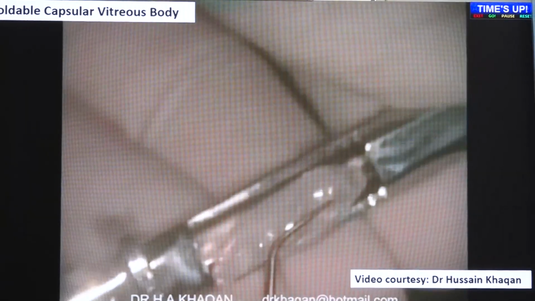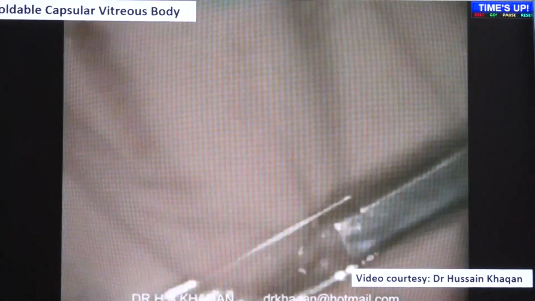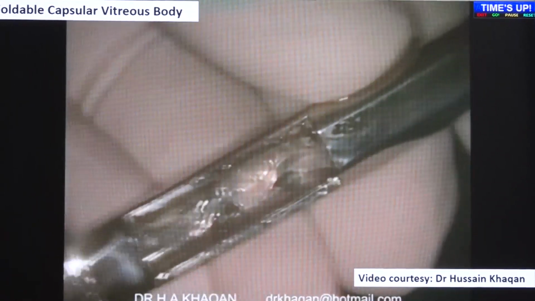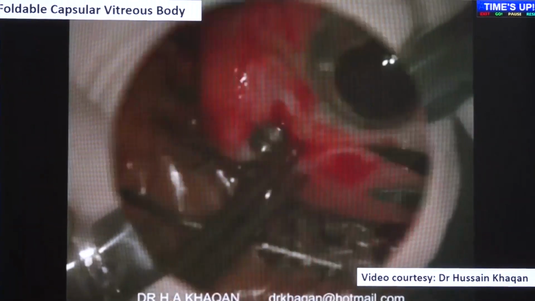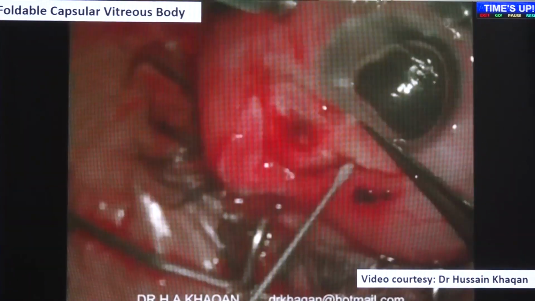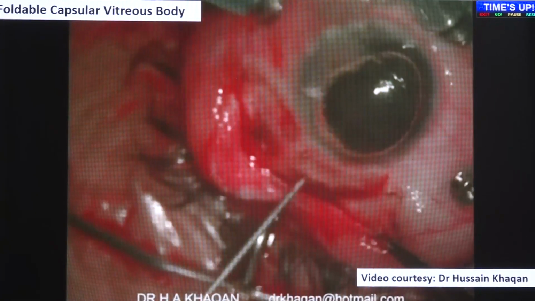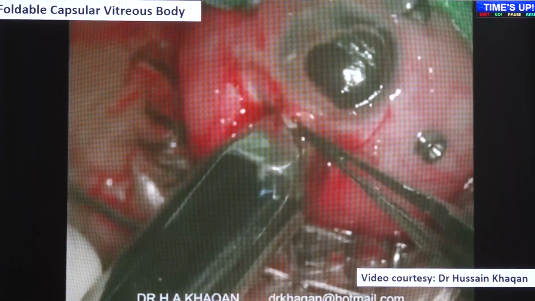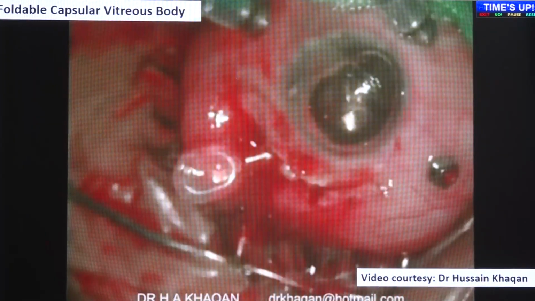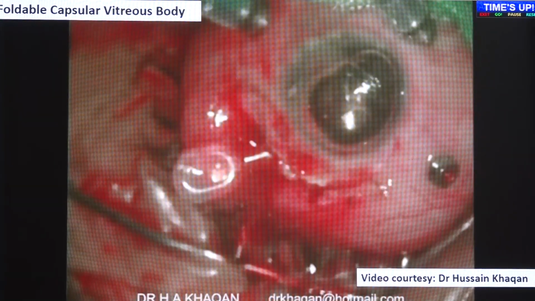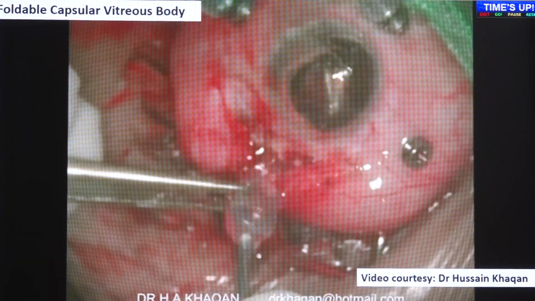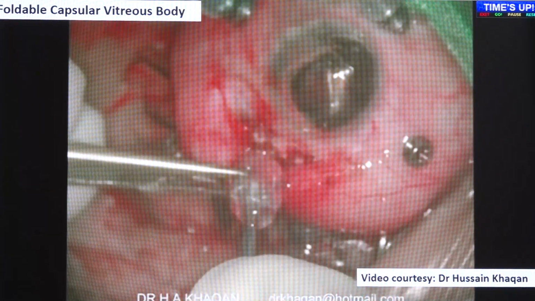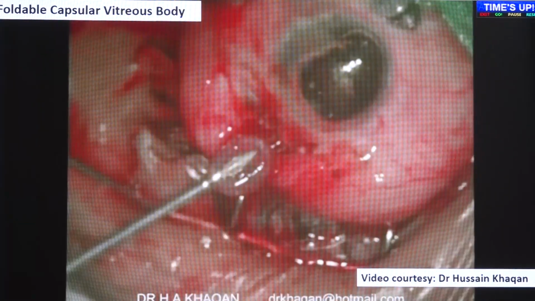The foldable capsular vitreous body is put into the dedicated FCVB injector. A millimeter sclerotomy is done to inject the foldable capsular vitreous body into the vitreous cavity. This is done in all cases of phthisis bulbi, to prevent phthisis in these eyes. The drain tube is secured with Ethibond suture. The silicone oil is injected into the capsule via a drain valve.